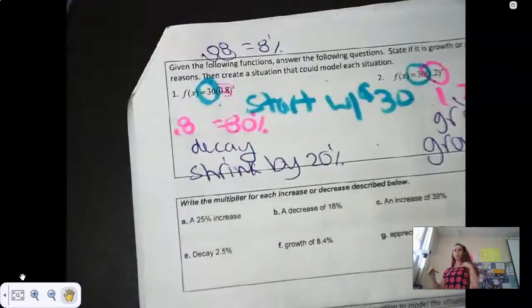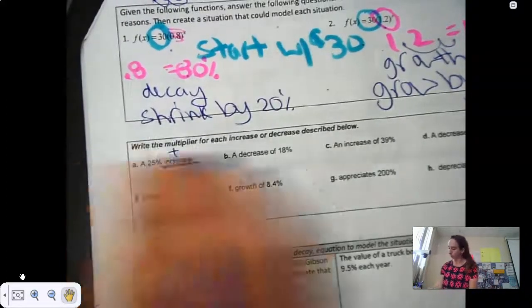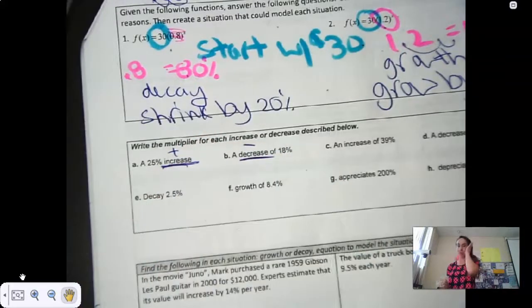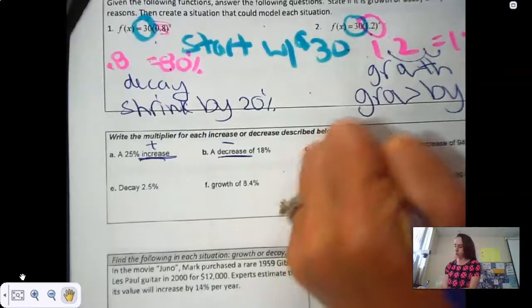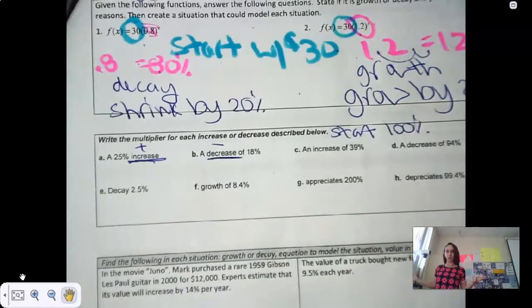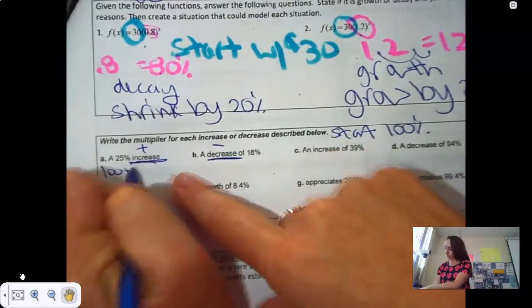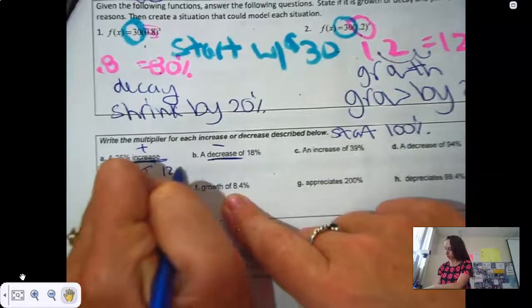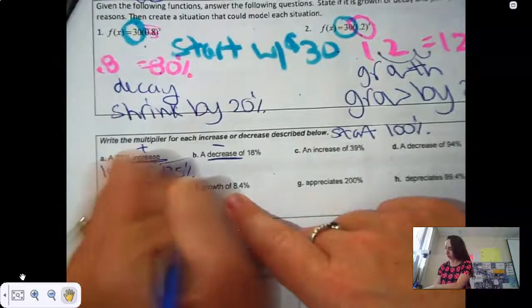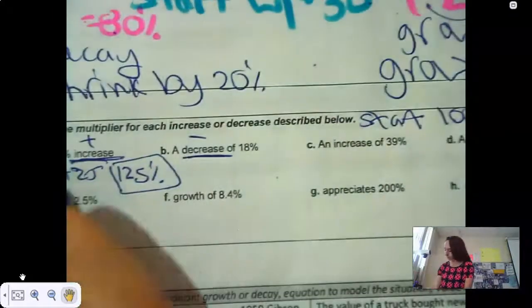Okay? So what does this pretty much mean? We're either going to be adding 100% or subtracting. So when we're dealing with increase means plus. When we're dealing with decrease, that means minus. We always start with 100%. So 100% of me. Now I'm going to be increased. So I'm going to go 100 plus 25 is 125%. In decimal form, that's 1.25.